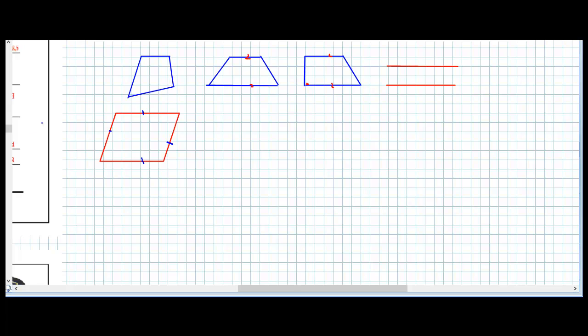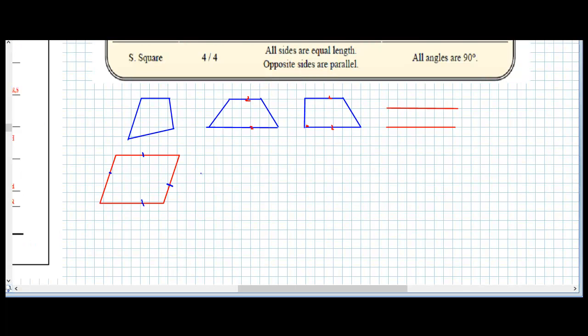But it doesn't have equal angles. Only the sides are equal and parallel. But the angles are not equal, not congruent, okay? The parallelogram has each 2 opposite sides equal and parallel.